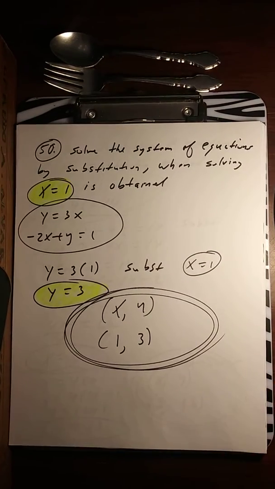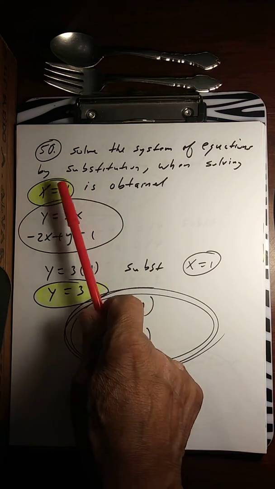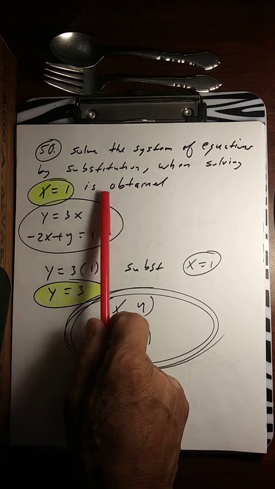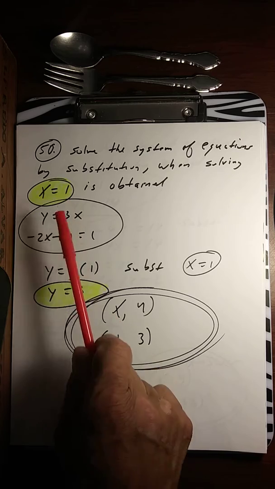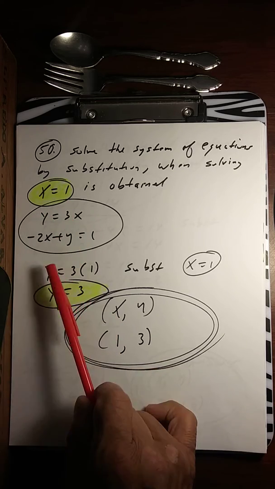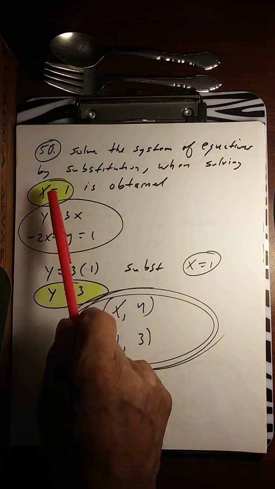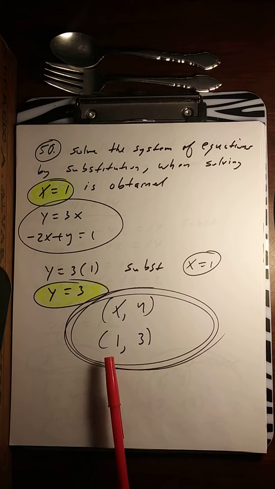Next one. Solve the system of equations by substitution. Here, x is 1 is already obtained, so we know x is always 1. So we just need to put it in the easy one. 3 times 1 is 3, so y is 3. So x and y is (1, 3). We're done. You don't have to do it in the other one.